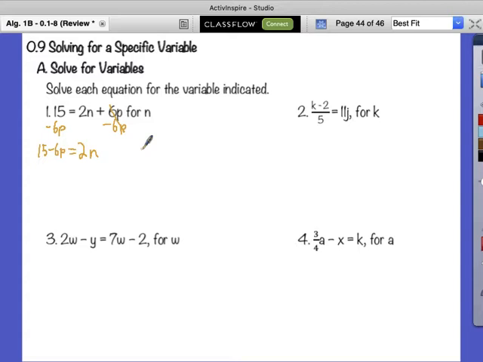So now, is n by itself yet? No, what do we have to do? Divide by 2. So we're going to do that. But now we divide the entire side by 2.